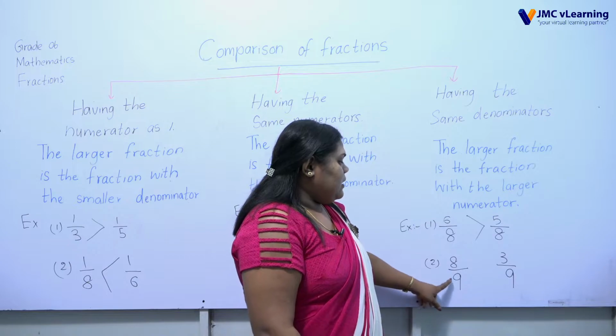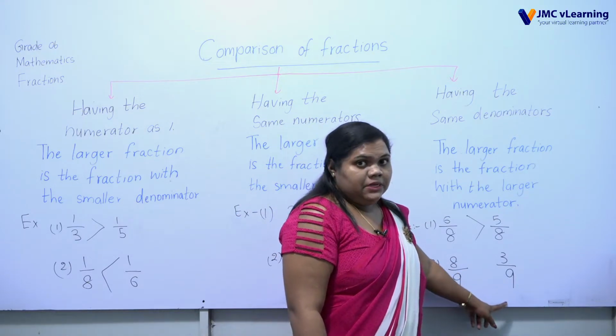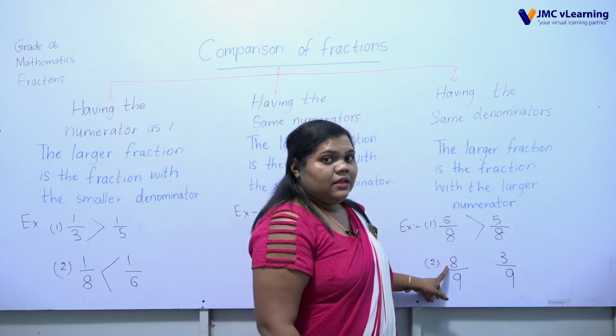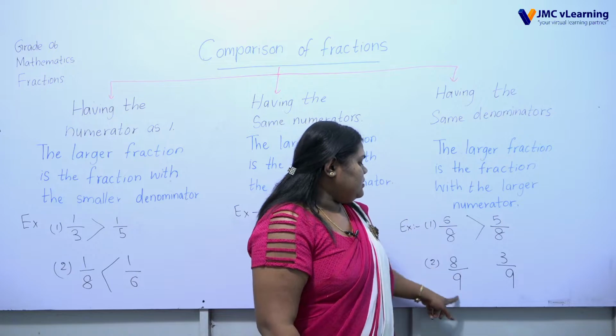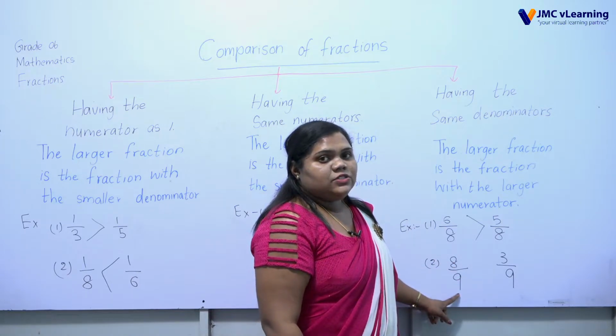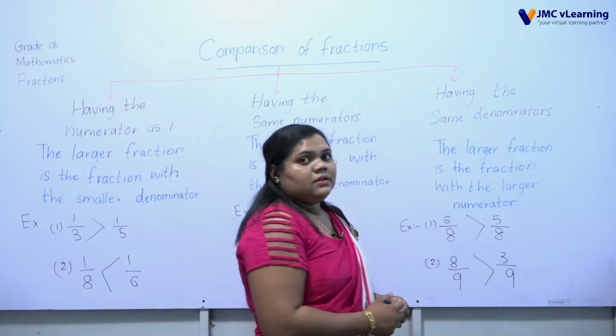After that, 8 out of 9 and 3 out of 9. Same denominators. Now you want to think about the numerator. 8 is the bigger one. So 8 out of 9 is the larger fraction. Now you can draw like this.